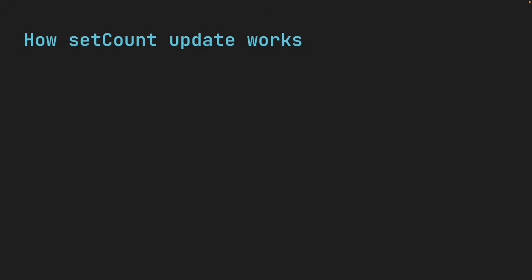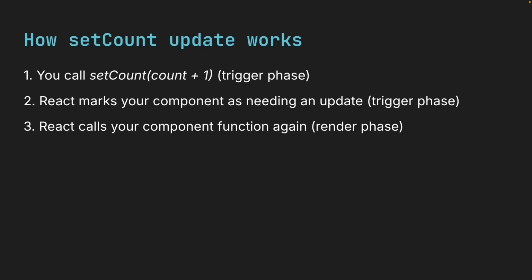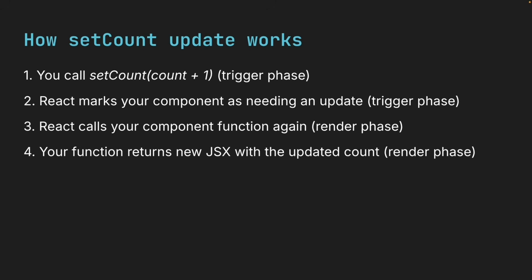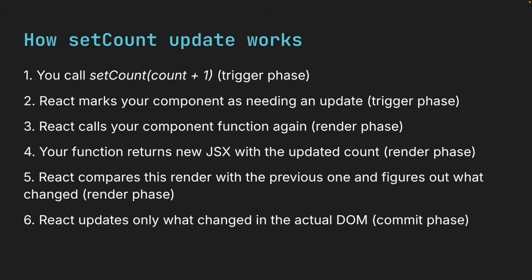So the complete flow for our SimpleCounter component looks like this. First, you call setCount, passing in count plus 1. React marks your component as needing an update. Then, React calls your component function again. Your function returns new JSX with the updated count. React compares this render with the previous one and figures out what changed. Finally, React updates only what changed in the actual DOM.